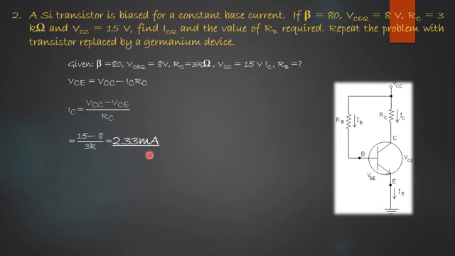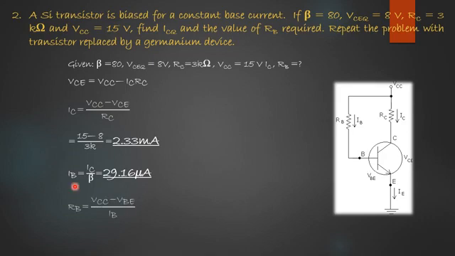and the substitution gives us the value of IC to be 2.33 milliamperes. So since the value of ICBO is not given, we can straight away find out the value of IB. The relationship between IB and IC is IC is equal to beta times IB. So therefore IB is IC by beta. So given the value of beta to be 80, we have IB is equal to 29.16 microamperes.